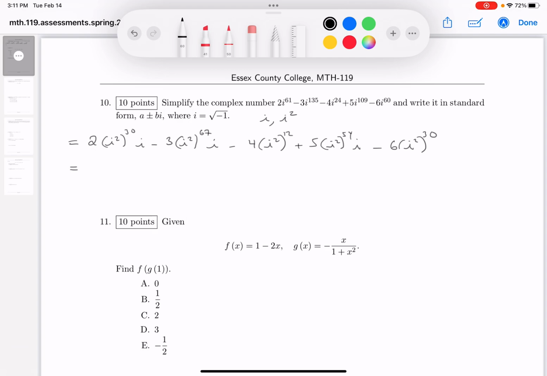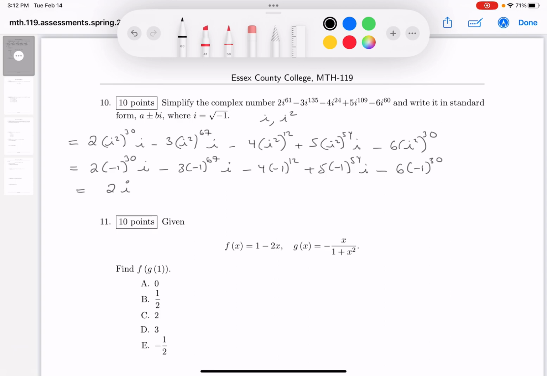All right, let's do one at a time. So it's going to be 2. i squared is minus 1 to the 30th power, i. Minus 3, minus 1 to the 67th power, i. Minus 4, minus 1 to the 12th power. Plus 5, minus 1 to the 54th power, i. Minus 6 times minus 1 to the 30th. Let's keep going. Well, minus 1 to the 30th power is going to be plus 1, so you get 2i.